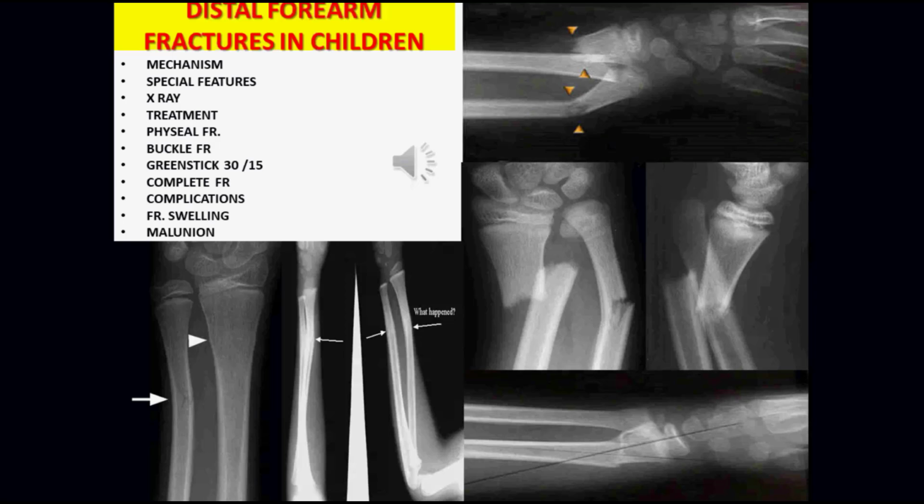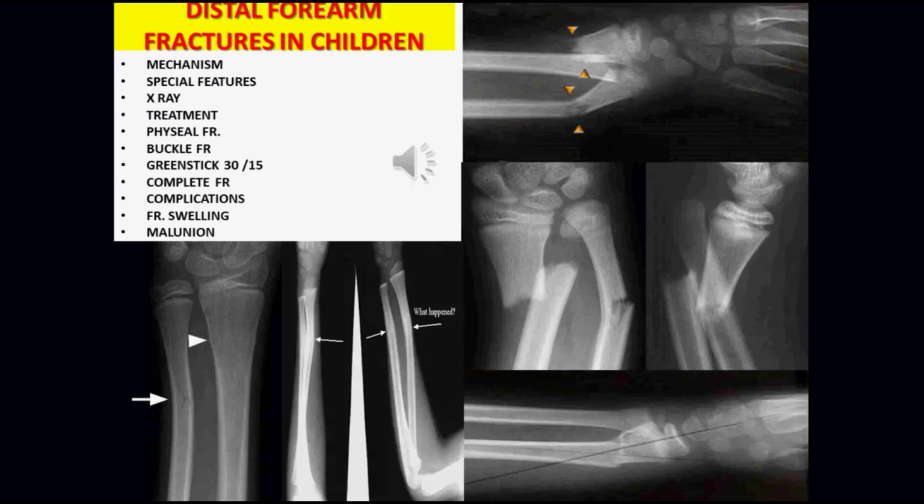Distal forearm fracture in children. This is a very common site for childhood fracture. The break may occur through the distal radial physis or metaphysis of one or both bones. Metaphyseal fracture is usually incomplete or a greenstick fracture.